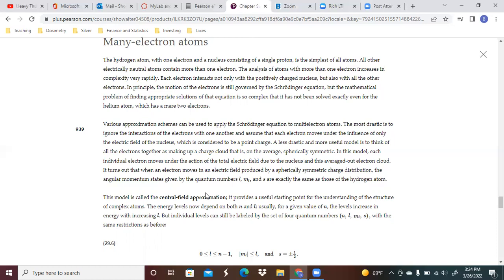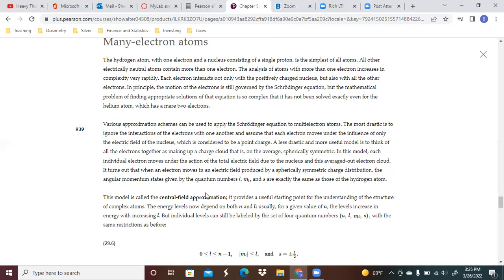Various approximation schemes can be used to apply the Schrodinger equation to multi-electron atoms. The most drastic is to ignore the interactions of the electrons with one another and assume that each electron moves under the influence of only the electric field of the nucleus, which is considered to be a point charge. A less drastic and more useful model is to think of all the electrons together as making up a charge cloud that on average is spherically symmetric. In that model, each individual electron moves under the action of the total electric field due to the nucleus and this averaged out electron cloud.